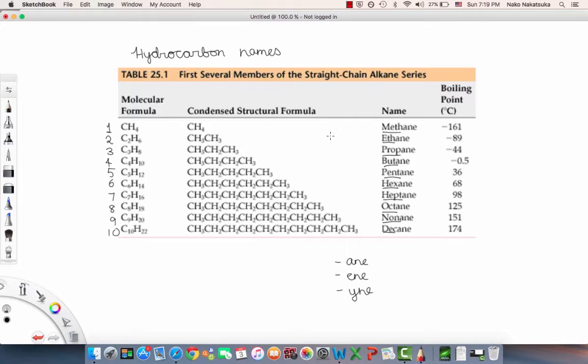And also one thing that's really useful about this particular table is it shows you the condensed structural formula. So as you can see, CH4 can be written as just CH4, but then when you have C2H6, instead of drawing it out like this, you can write it out in a condensed form, which just involves CH3 right here, and then CH3 right here, and thus it's CH3CH3.